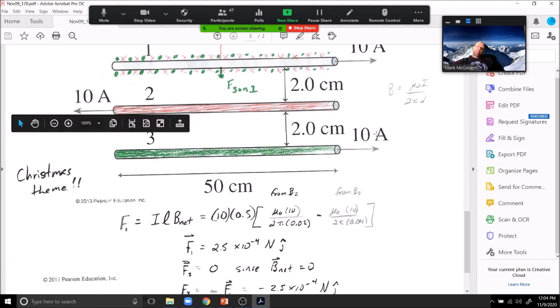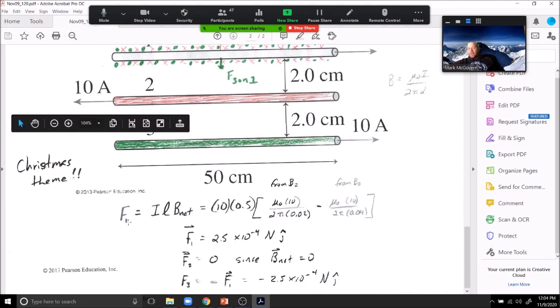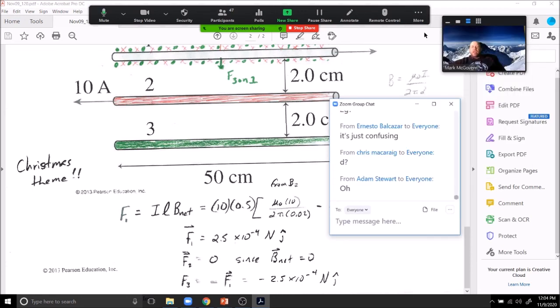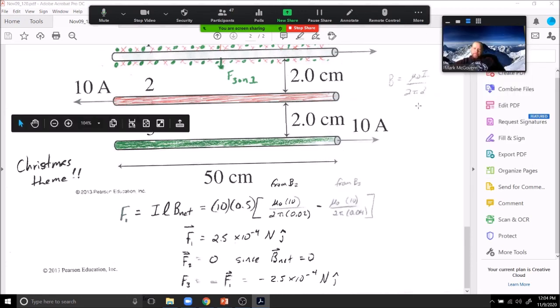If you were to write it out like I did for number 1 here, you would have the exact same thing that you see down here, except there'd be a 0.02 here, and that means these two magnetic fields cancel out.